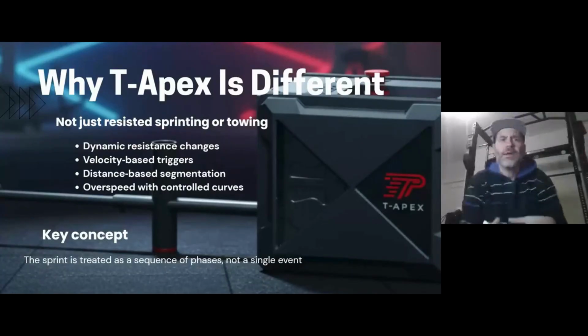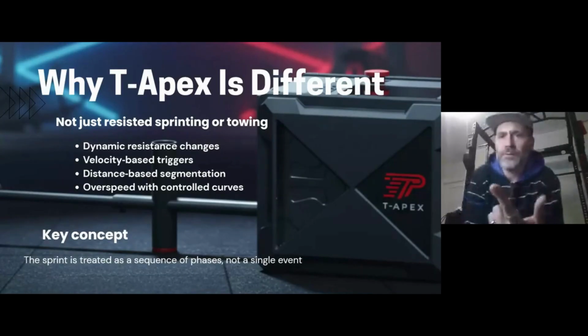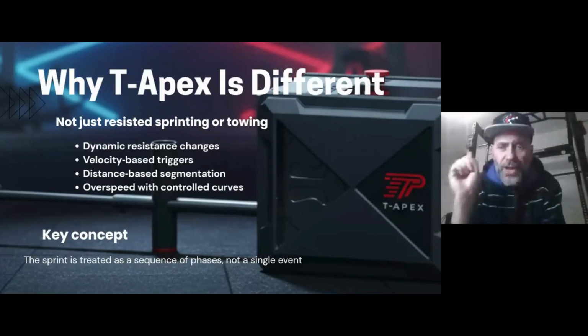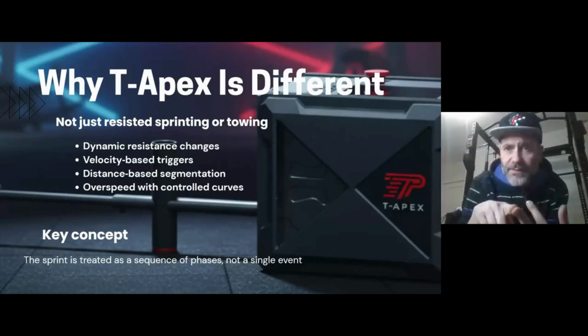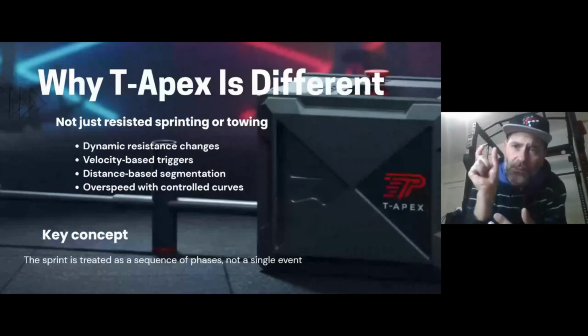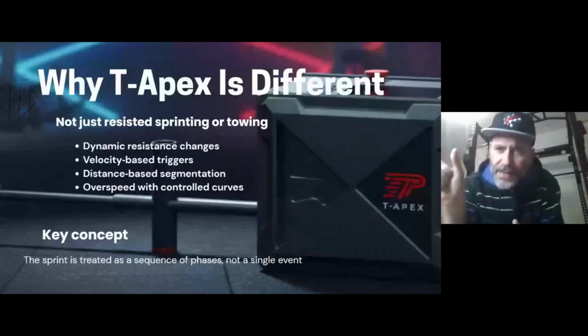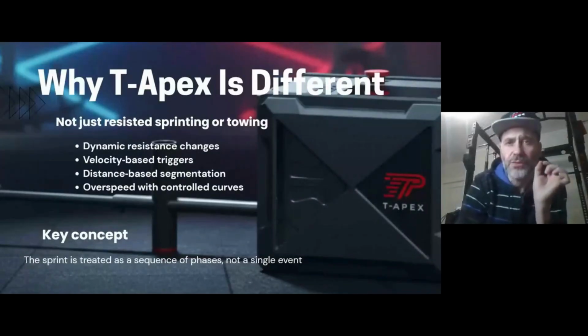So we have dynamic resistance changes. We have velocity-based triggers, so we can input that the system is going to change the load once an athlete reaches a specific velocity threshold. We have distance-based segmentation, so we can segment the different parameters based on distance. For example, we want one setting for the first 10 meters, another for the second, and so on. And the overspeed can be easily and precisely controlled for the curves.